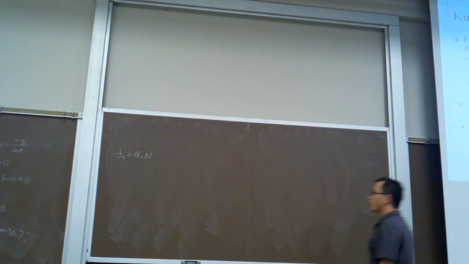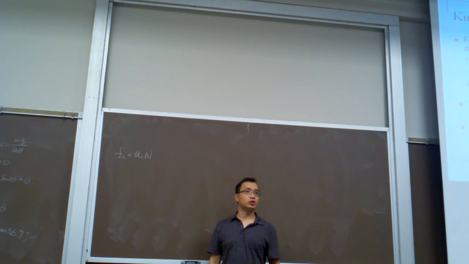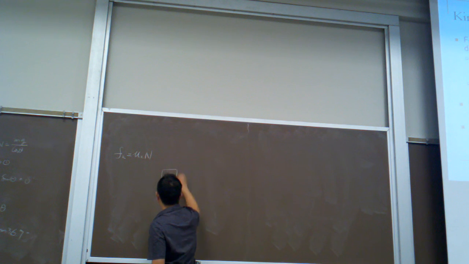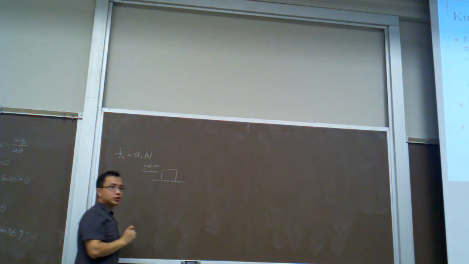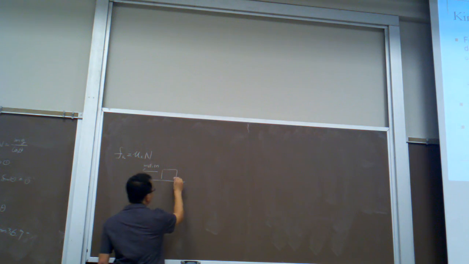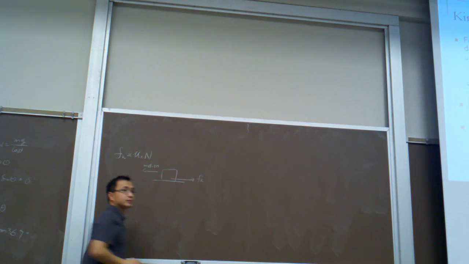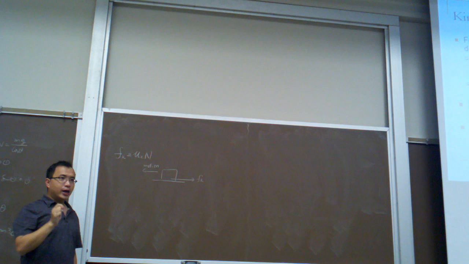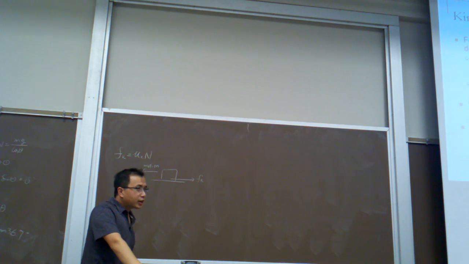For the direction, of course, we know that it's a resistance, so it should be opposite to the direction of the motion. If the object is moving in this direction, this is the direction of the motion, and for this object, the kinetic friction should be in this direction. This is the kinetic friction acting on the object.